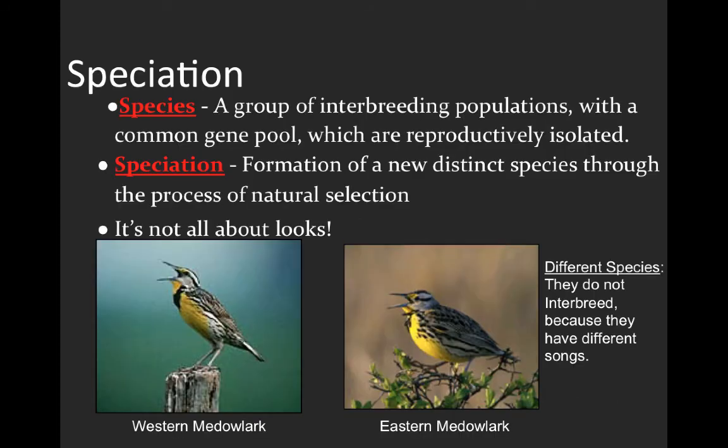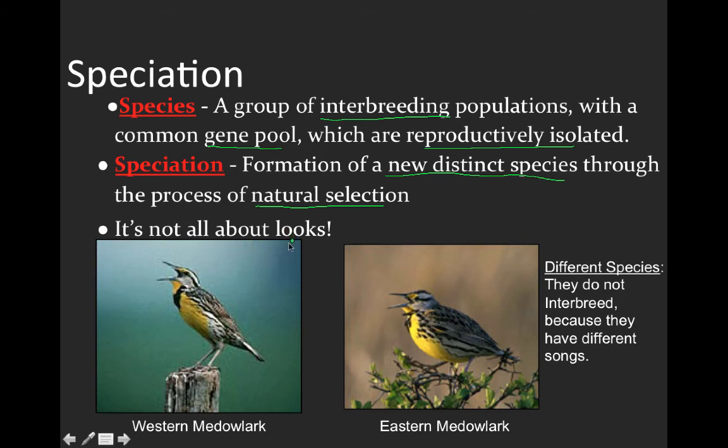A couple more terms we need to know: speciation and a species definition as well. We started the year off talking about species definitions. The requirements: they must be interbreeding populations of organisms, with a common gene pool, reproductively isolated. Speciation is the formation of new distinct species through the process of natural selection. So those are some of our key words.